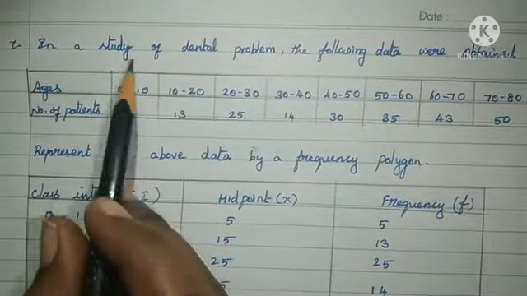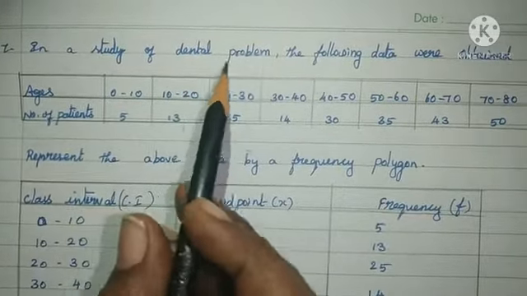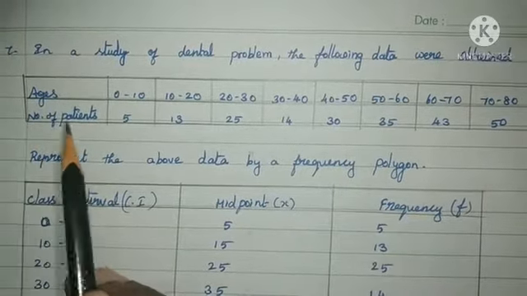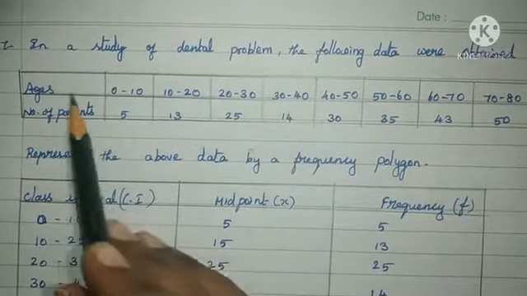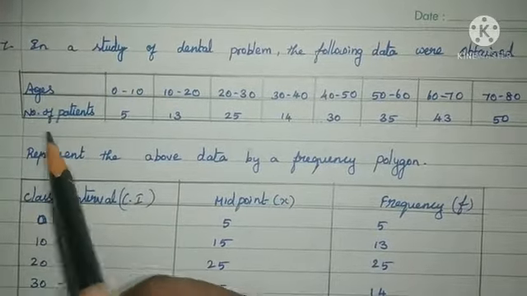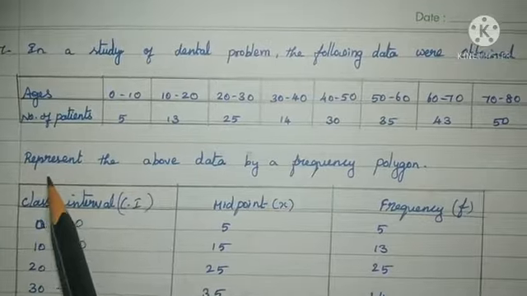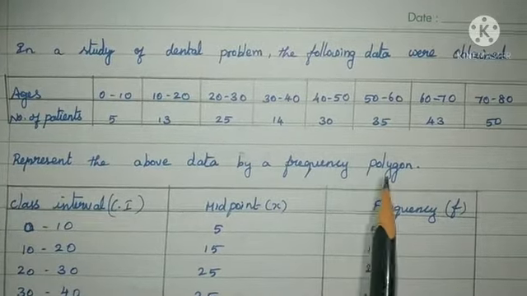Seventh sum. In a study of dental problems, the following data were obtained. That is, ages and number of patients are given. The ages are given in class intervals and the number of patients are given as the frequency. For this data, you have to represent the above data by the frequency polygon.